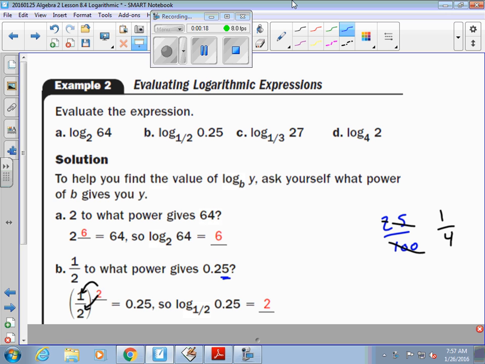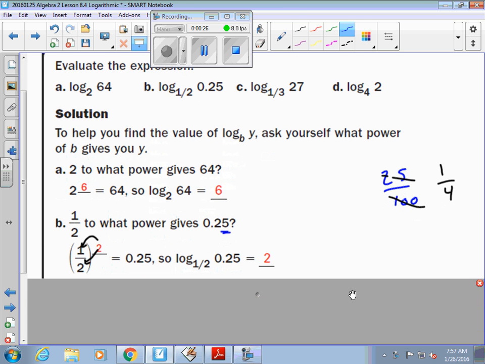Log base 1 half of 0.25. Evaluating a log expression, you're determining what number you have to raise the base to get 0.25. So as we're looking at the first one, it says 1 half to what power gives 0.25.